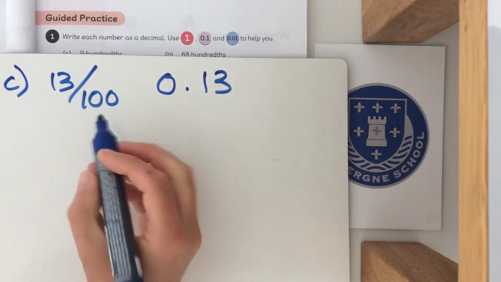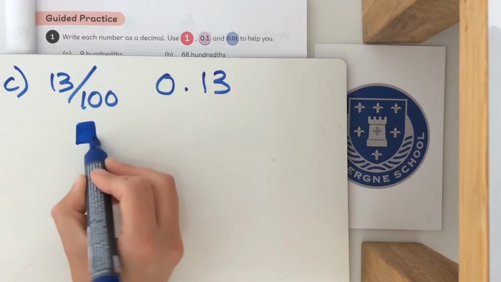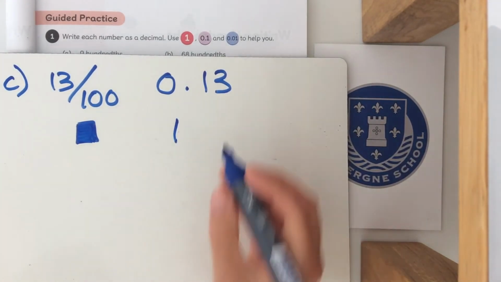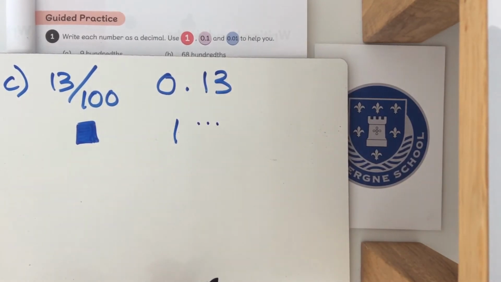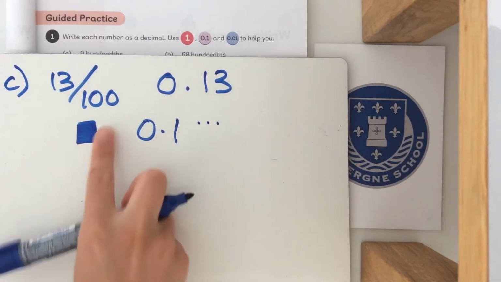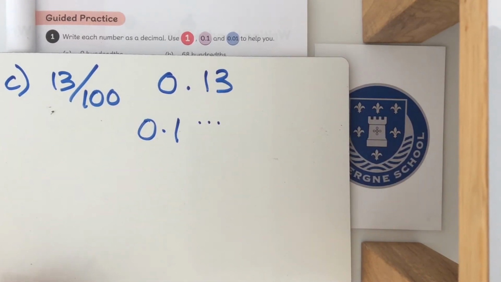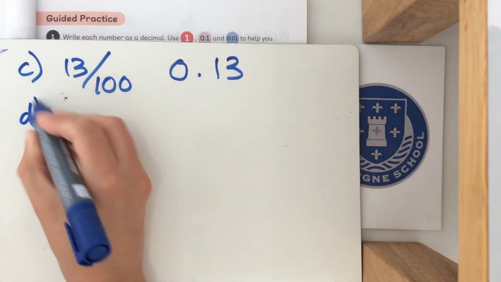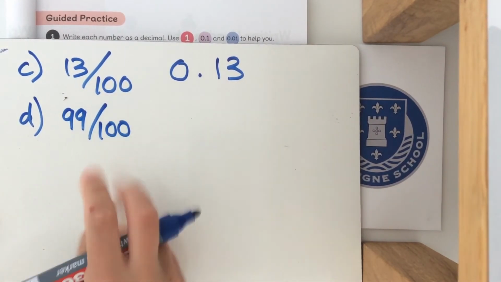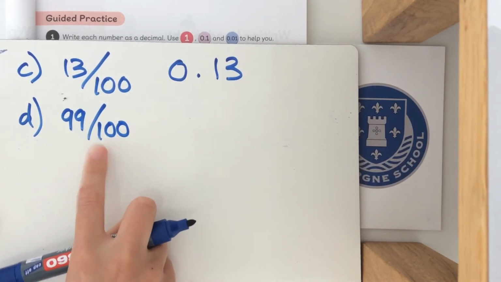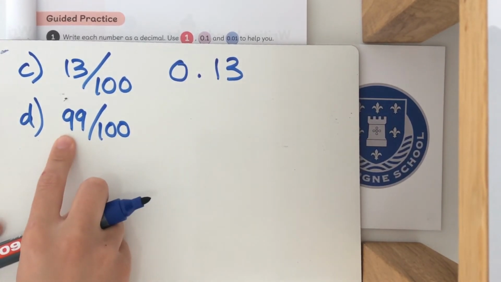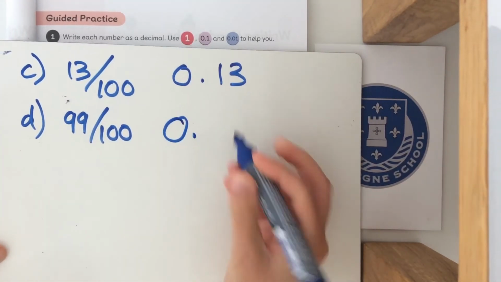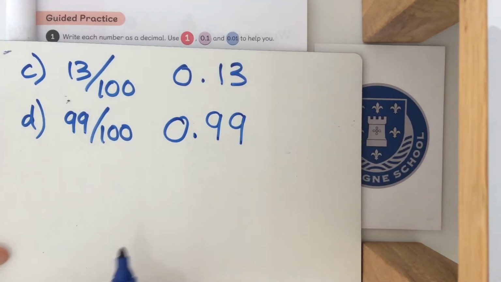Think about this with our base 10. If this is 100, okay, we've got 1 tenth stick and 3 hundredth cubes. Okay, but we haven't got any wholes because we've got 13 out of 100. For D, we've got 99 hundredths, so we've nearly got 100 out of 100, but not quite. Okay, so we've got 9 tenths and 9 hundredths. We haven't got any wholes yet, so we've got 0.99.